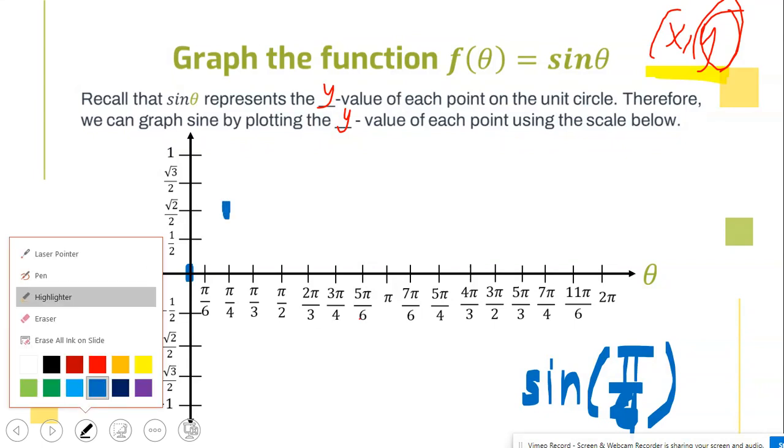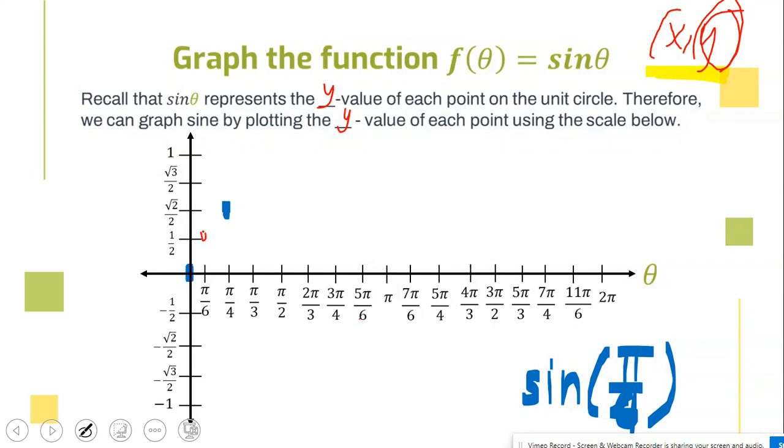I do not know why it keeps erasing like that. Can we not? I'm using my stylus, so maybe it's just having trouble.